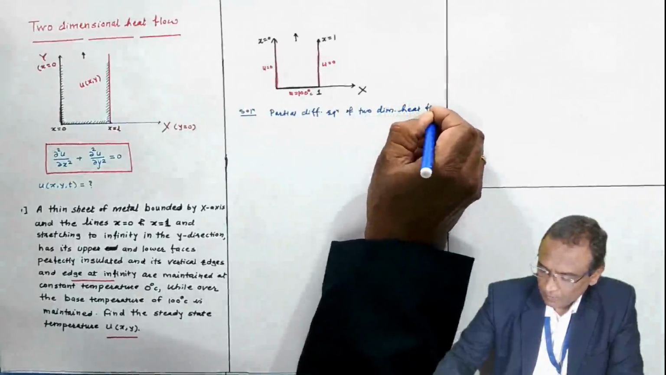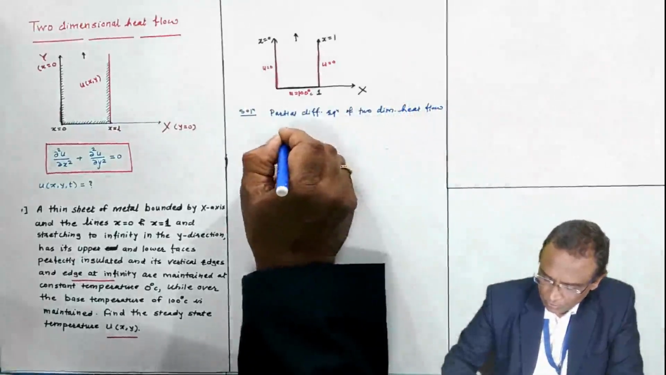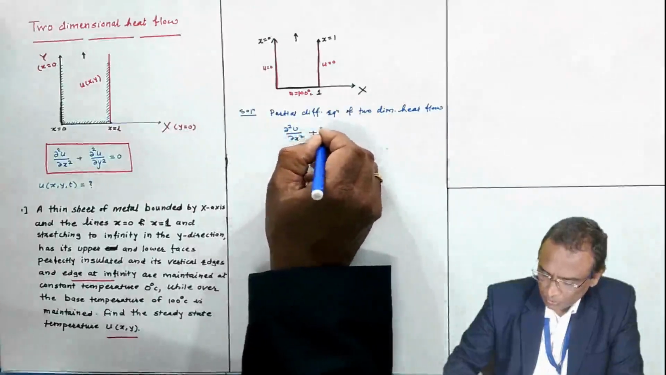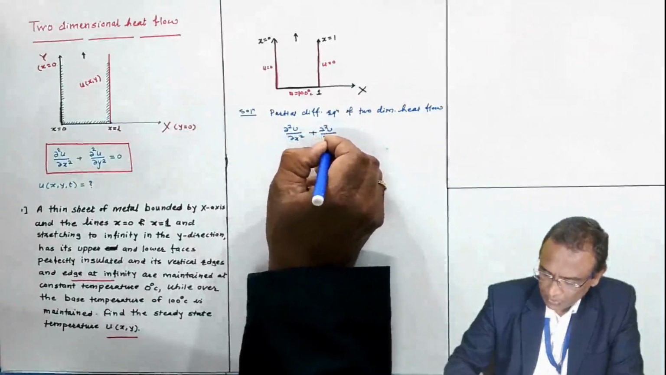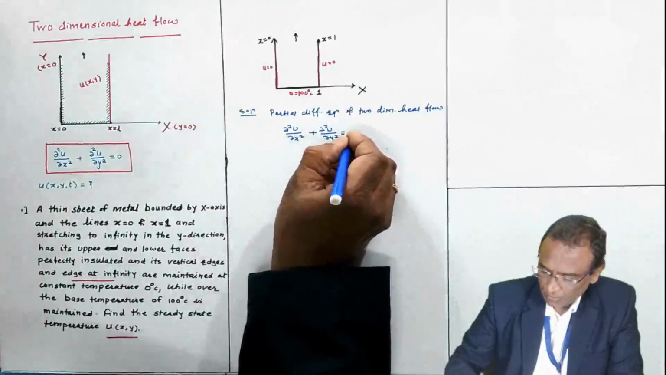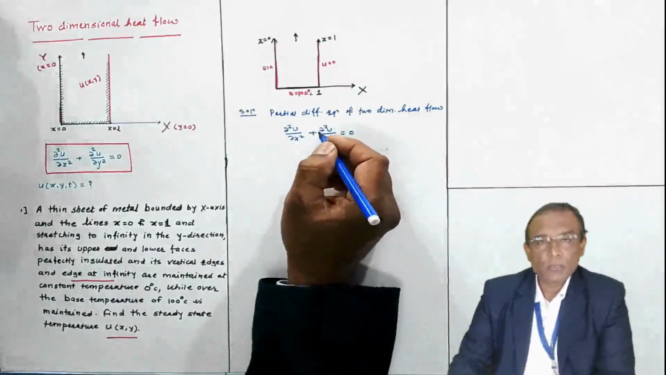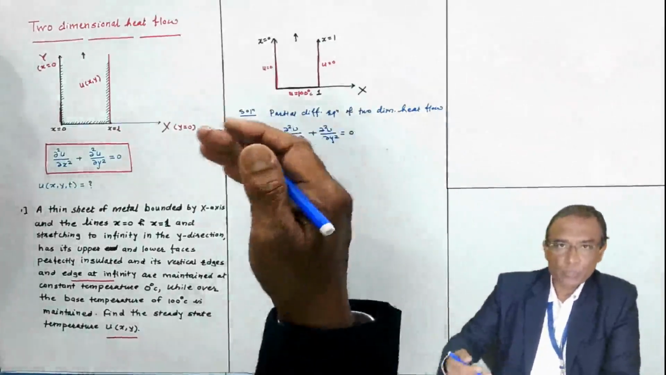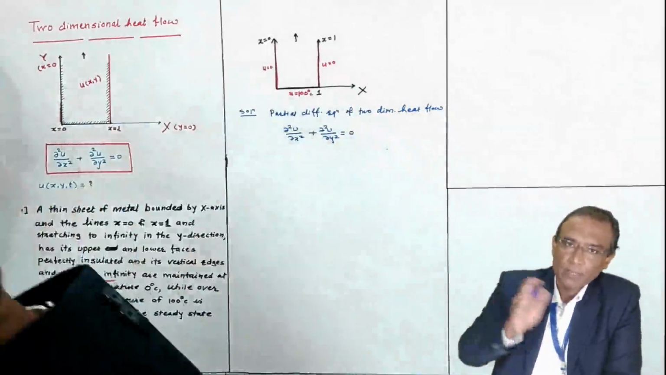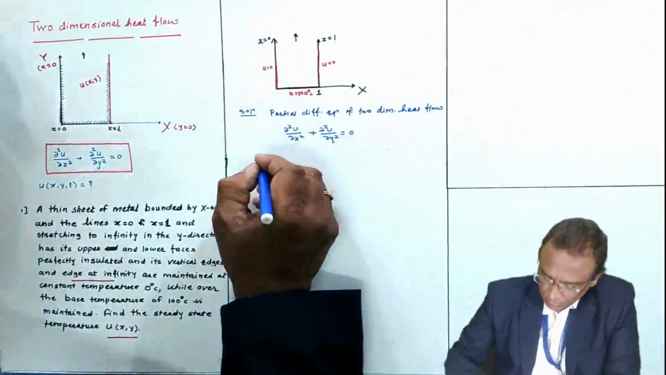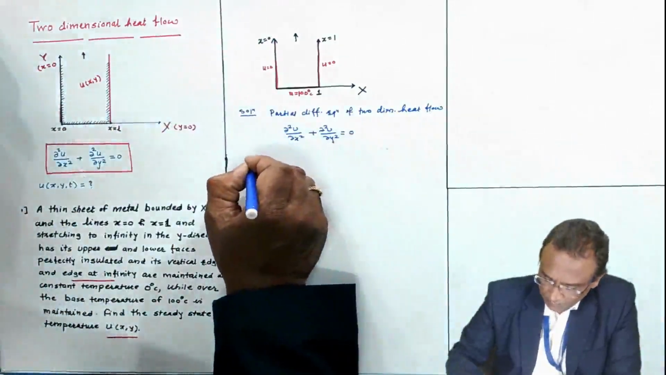I am going to write that ∂²u/∂x² + ∂²u/∂y² = 0. This is a partial differential equation, and I will write the most general solution directly, because the derivation of the solution is not expected, as in vibrating string problems and in one-dimensional heat flow.